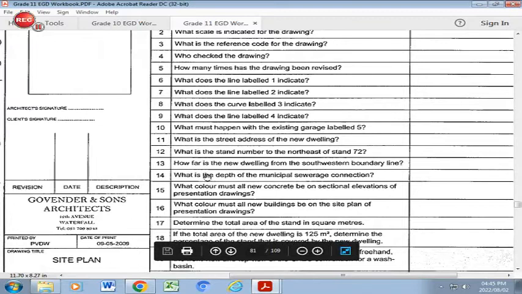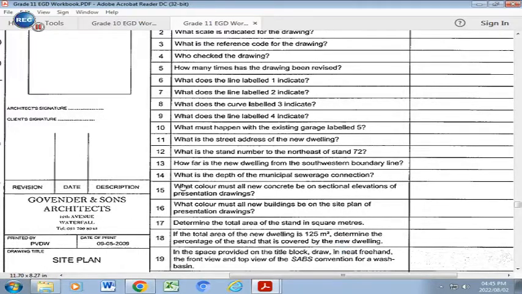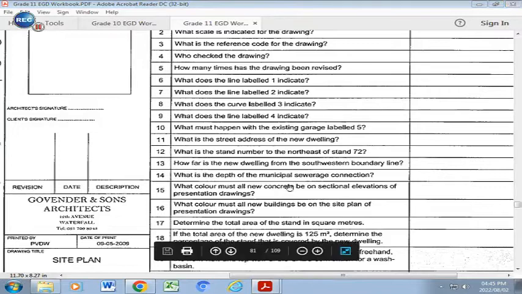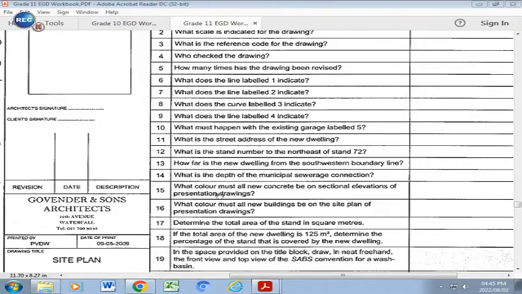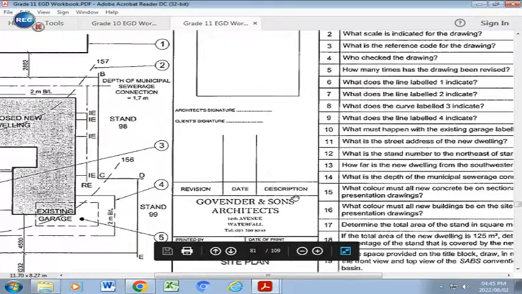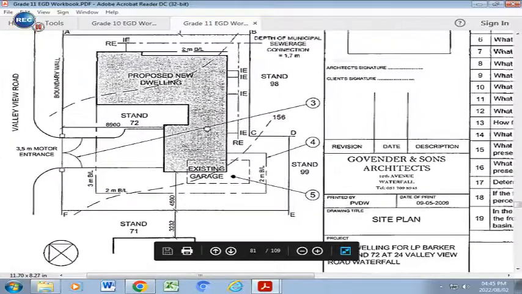We go to our next question, which is question number 13. How far is the new dwelling from the southwestern boundary line? So we have to determine firstly where the southwestern boundary line is, and then afterwards determine the distance. So let's go down to our site plan.